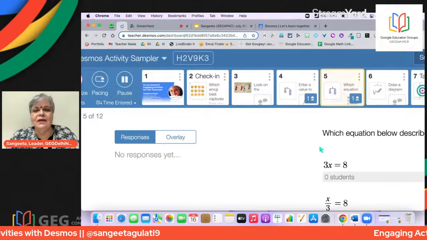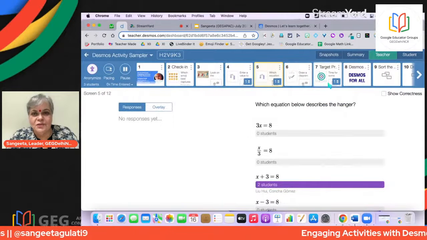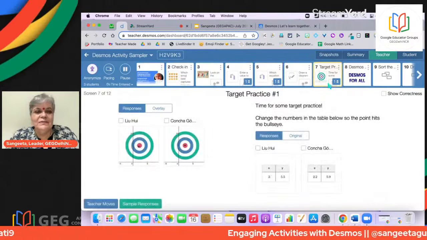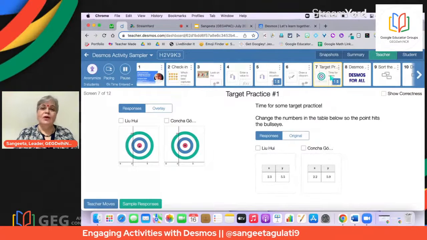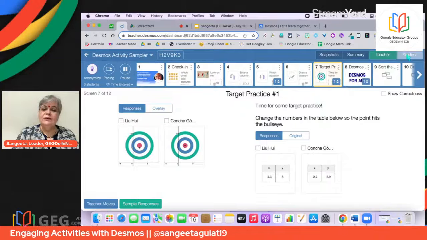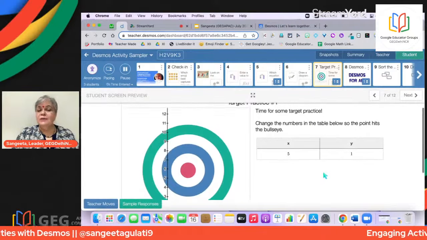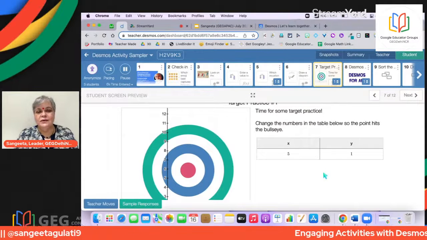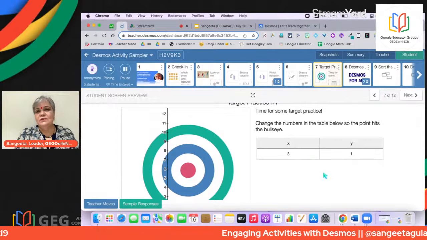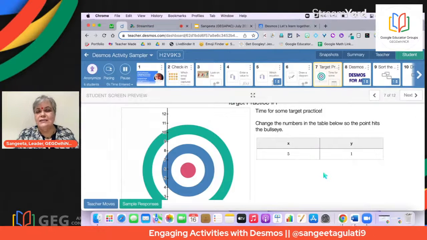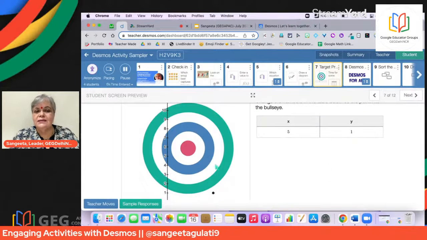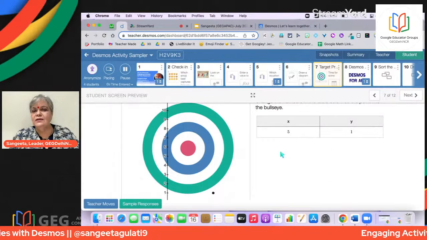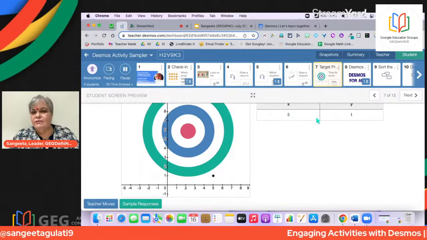So everything is managed from the dashboard. Let's see if anybody has managed to do the target activity. Again, just to give you an example of how interactive they can be. This is a kind of target practice. If you are teaching coordinate geometry, this is a great activity which has a set of at least 6 to 8 slides. I have taken only one of them, and I can see the student working, and they've got a target at 5 comma 1.